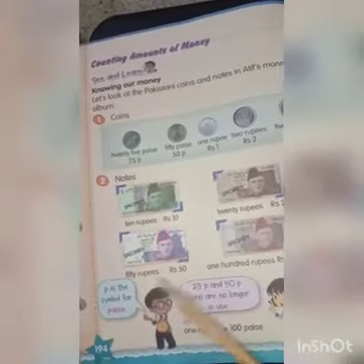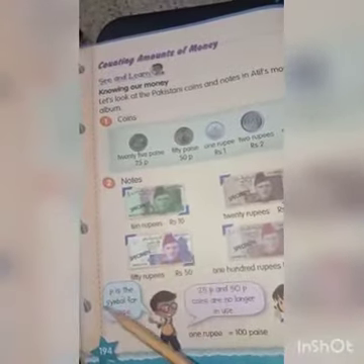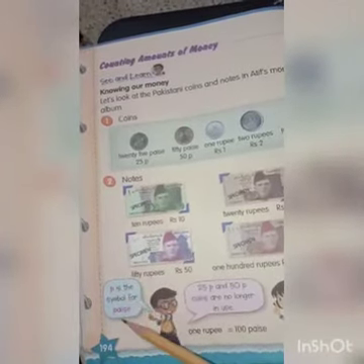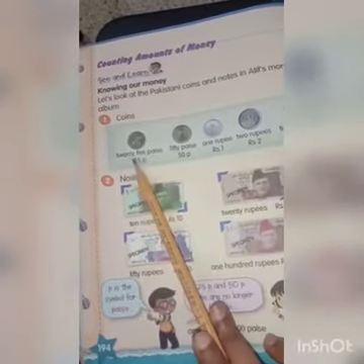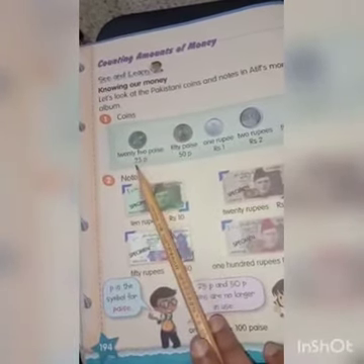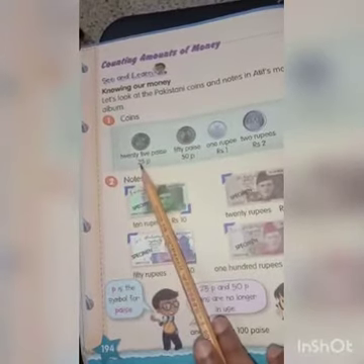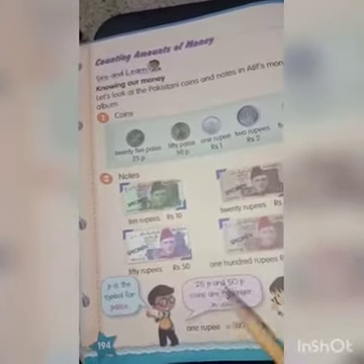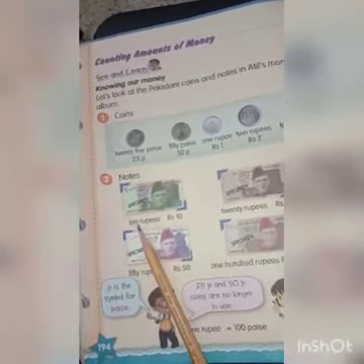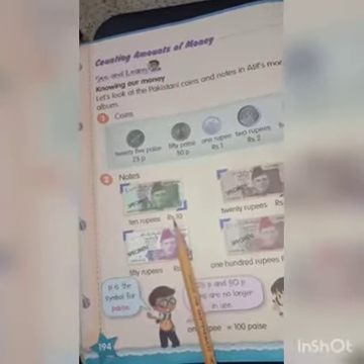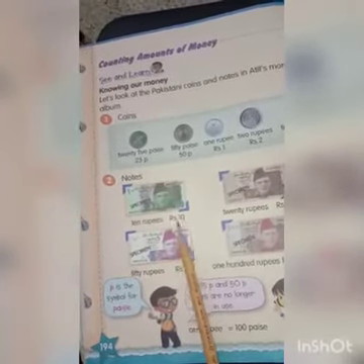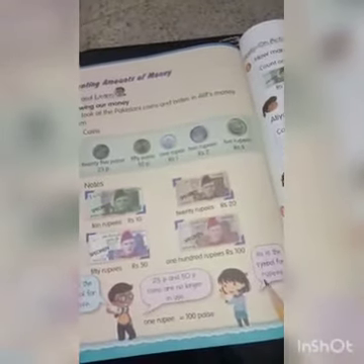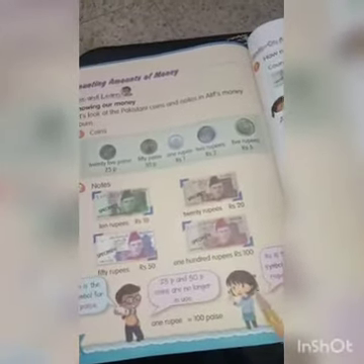And P, for example, there is a tip for us. P is the symbol of paisa. For example, if we are going to write 25 paisa in mathematical form, we can write it 25 P. P stands for paisa. And when we write 10 rupees in mathematical form, we are going to write RS10. RS is the symbol of rupees. Okay, I hope you can understand it.